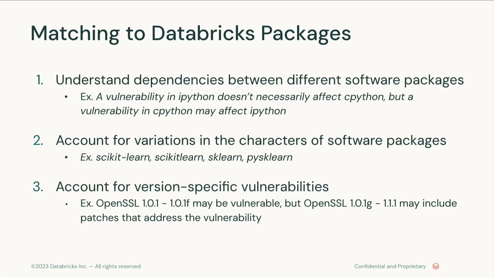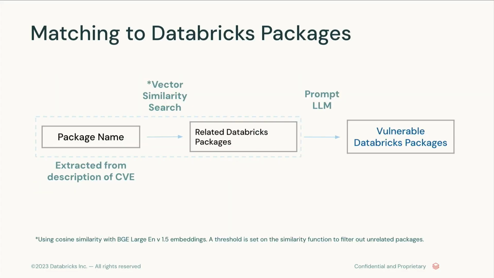Or we also need to account for version-specific vulnerabilities. So OpenSSL 1.0.1 to 1.0.1f may be vulnerable, but anything beyond that, 1.0.1g to 1.0.1, may include patches that address the vulnerability, right? So if we have something greater than that, then in our environment we don't have to worry about that. So there is all this information that needs to be fed into the LLM to get the right results.